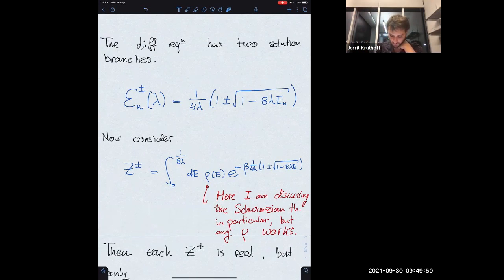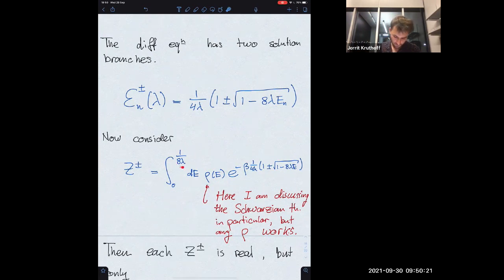And then the integrand, you have some density of states here, which I will take to be the Schwarzschild. But I should mention that actually any density of states you can put here. That's just a reflection that I can take any boundary theory that I want and deform it with this deformation. And then the Boltzmann factors are changed in this way, where now I have this plus minus for the different branches.